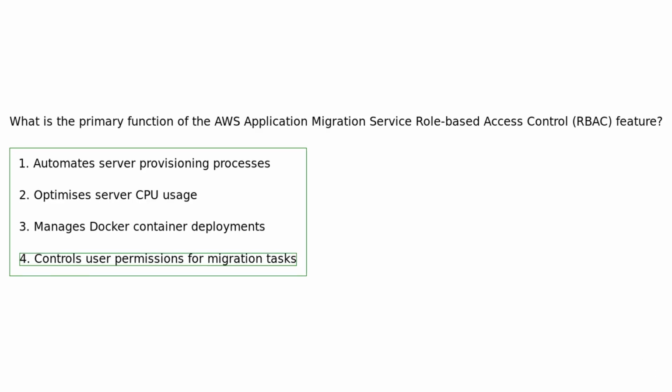The AWS Application Migration Service Role-Based Access Control feature is designed to control user permissions for migration tasks, ensuring secure and controlled access to migration resources and functionalities.